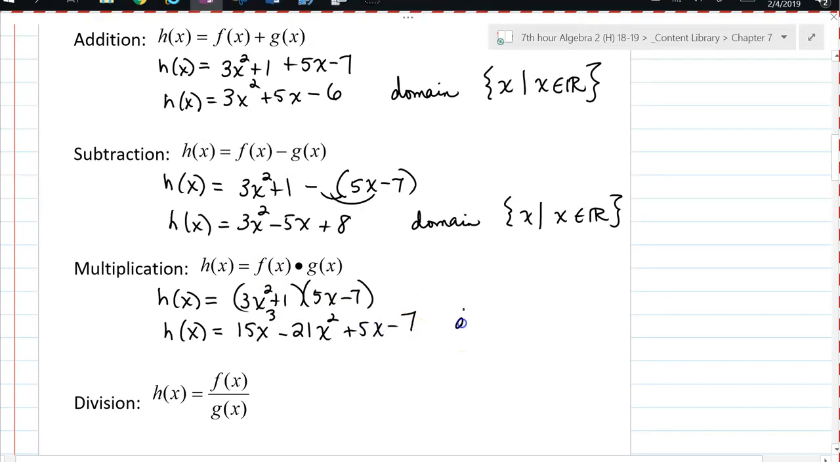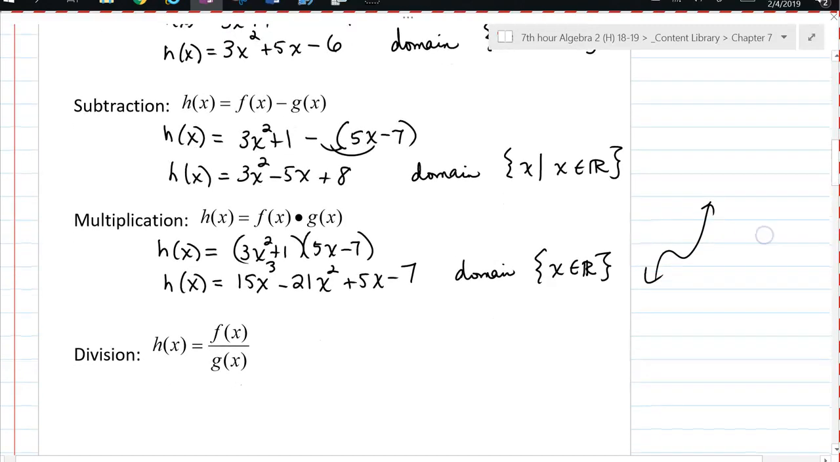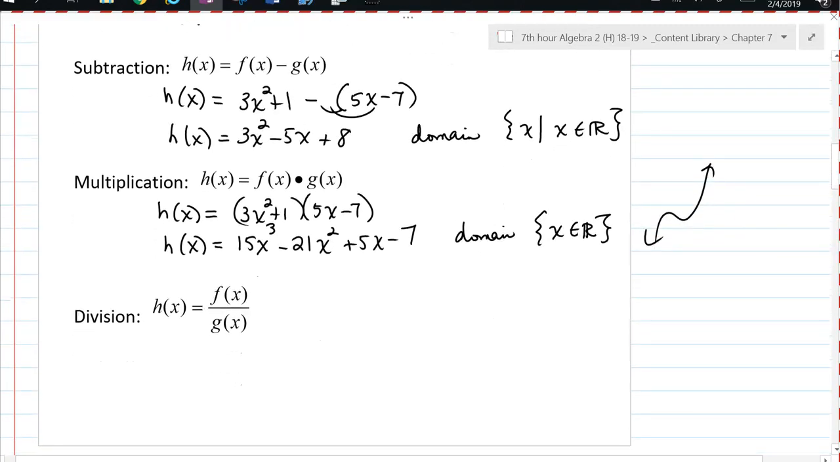So once again, when I multiply two polynomials together, I get another polynomial. This one happens to be cubic, but the domain is still all the reals. And you could look at the graph. Remember, it's going to do something like this. Cubic has end behaviors like that, but it still goes forever to the right and forever to the left.